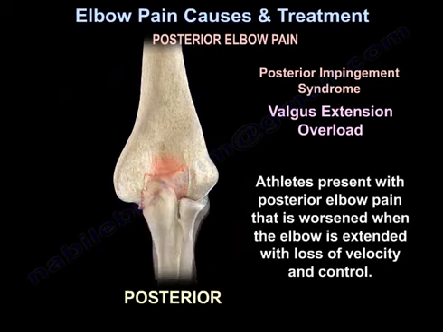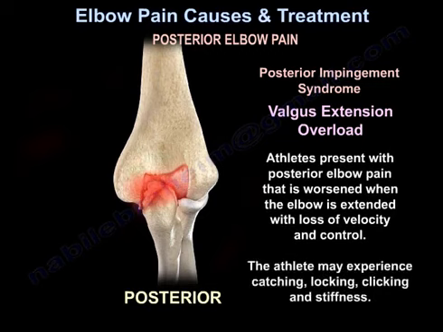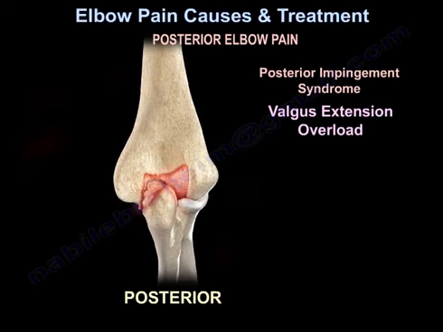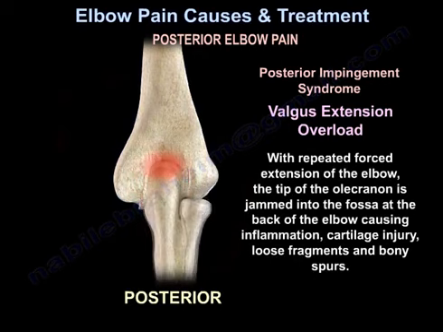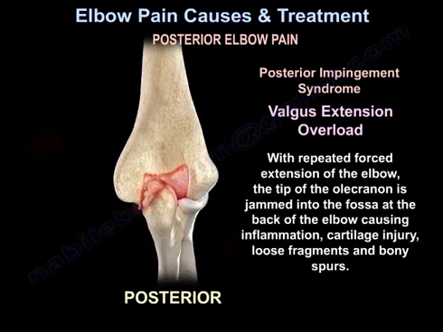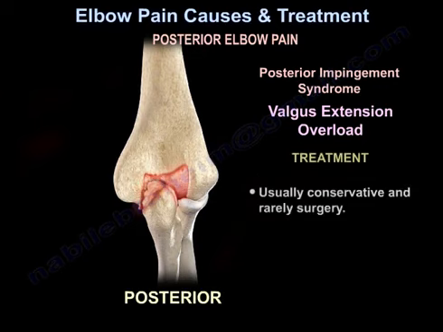Athletes present with posterior elbow pain that worsens when the elbow is extended, with loss of velocity and control. Athletes may experience catching, locking, clicking, and stiffness. With repeated forced extension of the elbow, the tip of the olecranon is jammed into the fossa at the back of the elbow, causing inflammation, cartilage injury, loose fragments, and bony spurs. Treatment is usually conservative and rarely surgery.